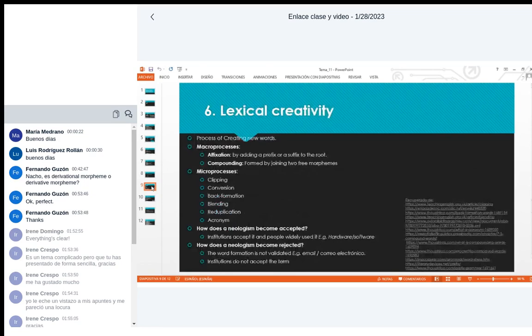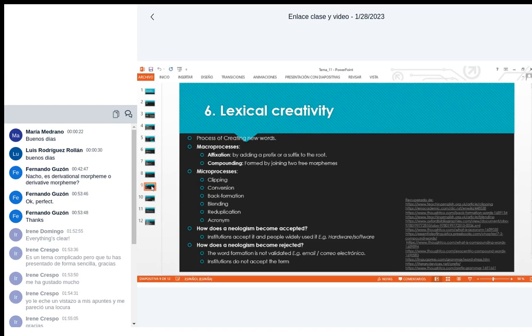Well, and then we have what is called lexical creation. When we have lexical creation, we refer back again to theme number 10, which refers to the macro processes and the micro processes. Macro processes are the affixation processes by which we add prefixes and suffixes to the roots, and compounding, which is making a new word by combining two roots.